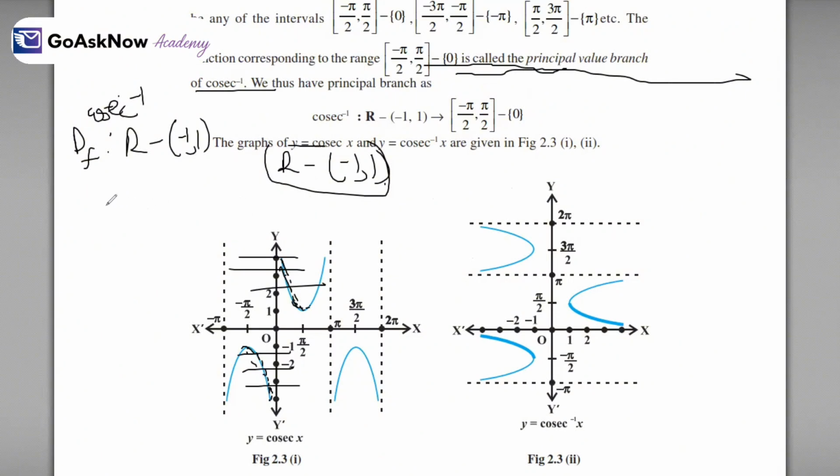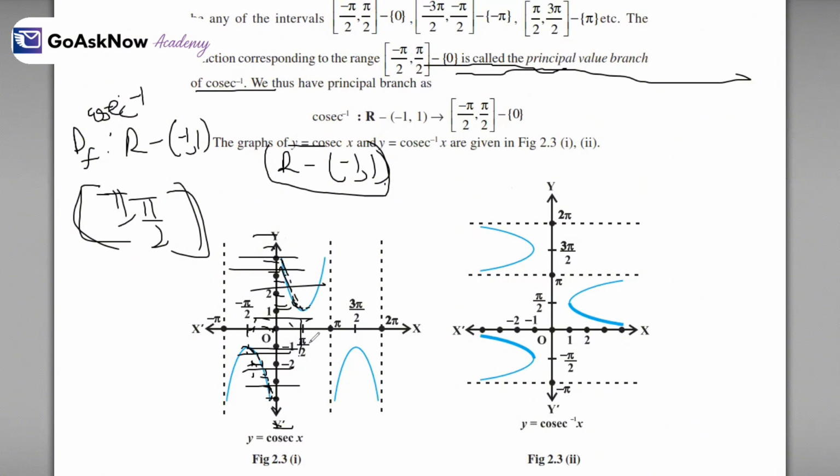Okay, and its range will be what? Minus pi by 2 to pi by 2, because in this interval only the graph is one-one and onto. I have already shown you. And the domain is all real numbers; you can see that it contains all real numbers, but the interval minus 1 to 1 is missing here. So that is why its domain will be like that.